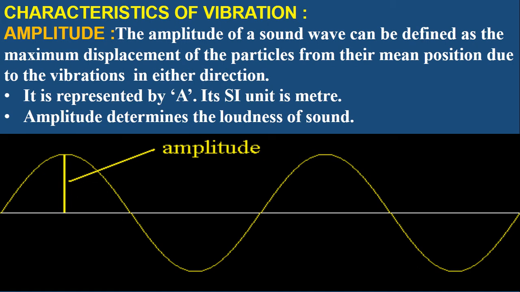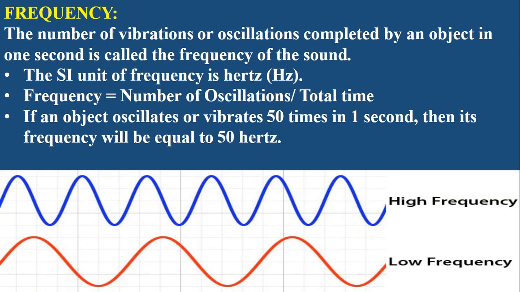So amplitude is represented by capital A and its SI unit is meter. As we all know that the SI unit of displacement is meter, so the SI unit of amplitude is also meter. Amplitude determines the loudness of sound. It means that the loudness of any sound depends upon the amplitude.